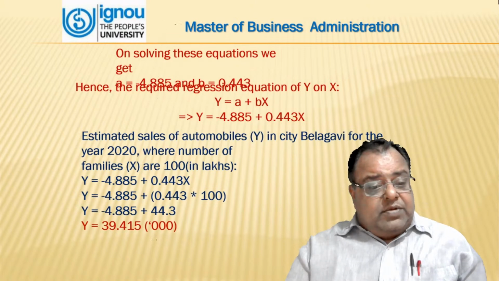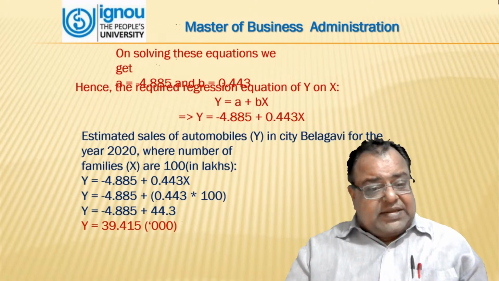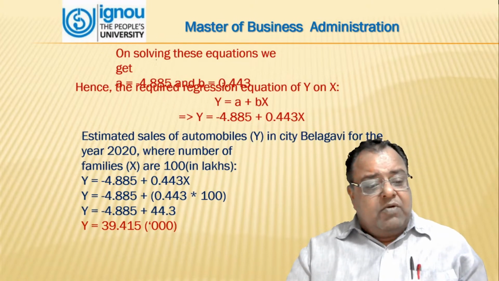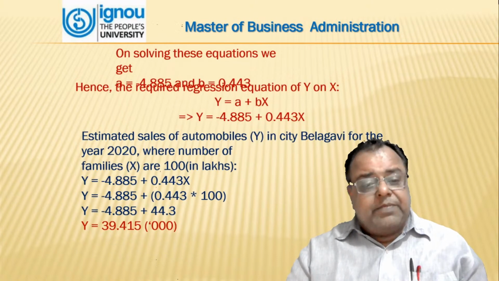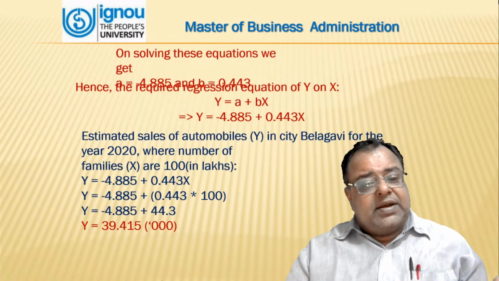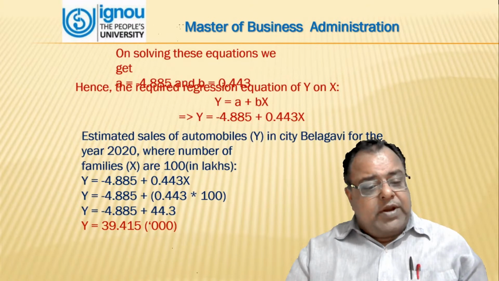Placing the value of X, that is 100, in the equation, we get a value of Y equal to 39.415, which means the estimated number of automobiles for the city in 2020 will be 39.415.